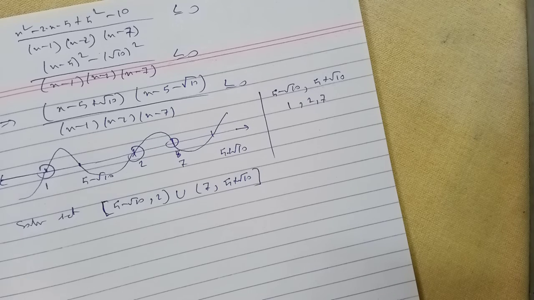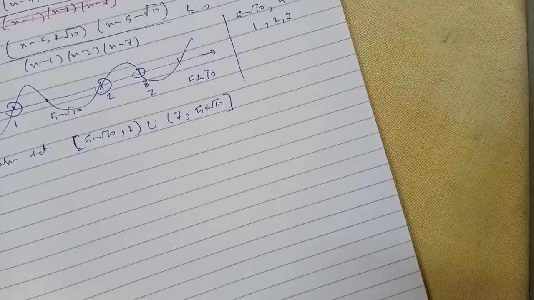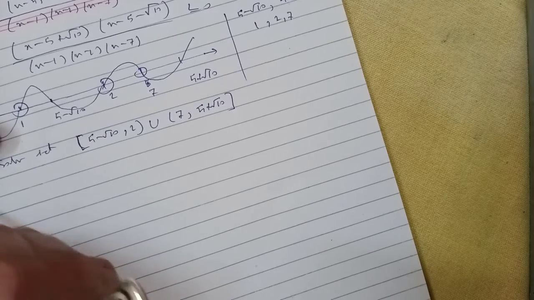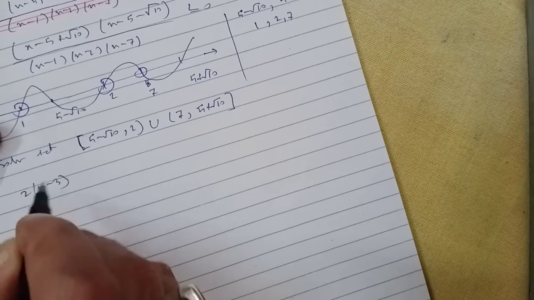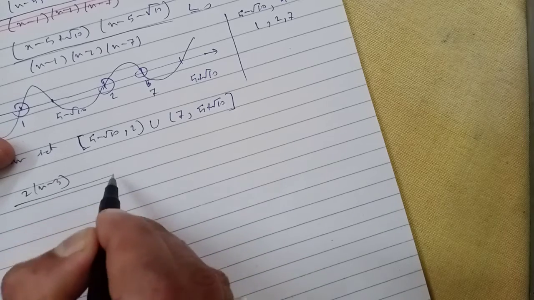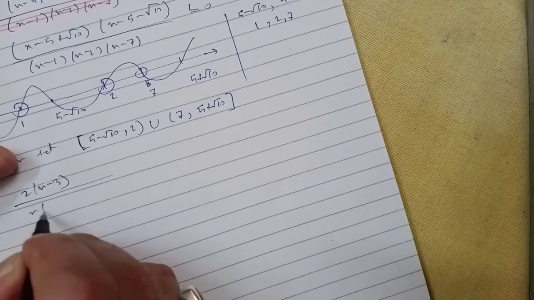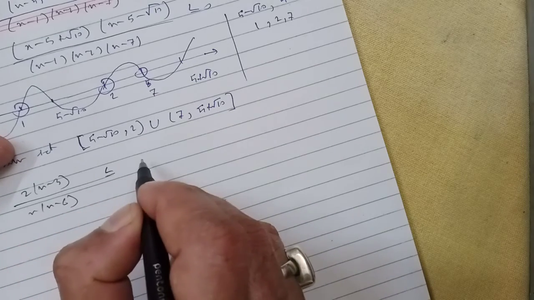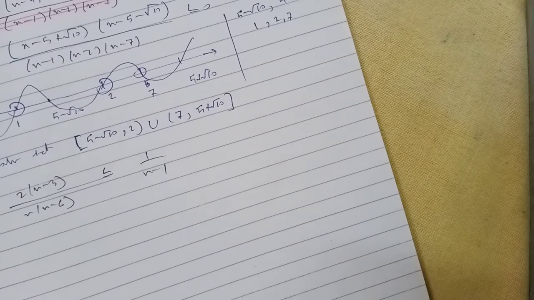Okay, this is our fourth one and the last one of this class. Let us solve this one. Say 2 into x minus 3 divided by x into x minus 6, lesser equals to 1 by x minus 1.